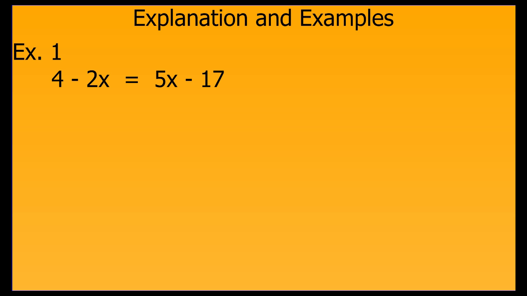We typically solve these equations by trying to get the variables to one side of the equation and the constants to the other side, then solving like we have previously. In this example, our variable is x, so we want to get all the x's on one side of the equal sign. We have two choices.